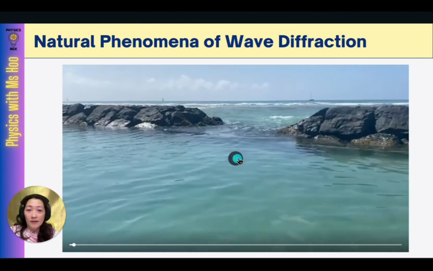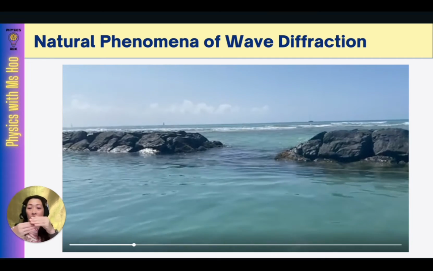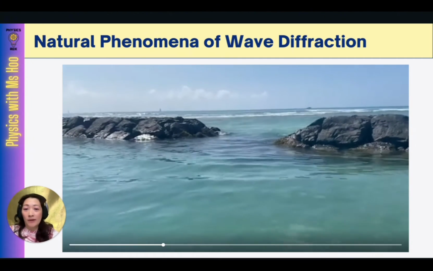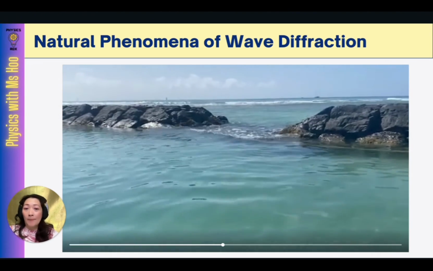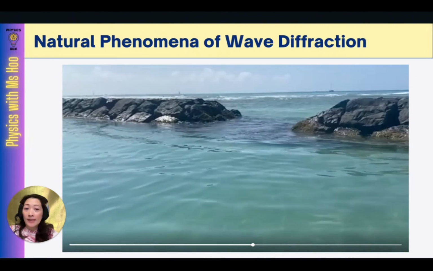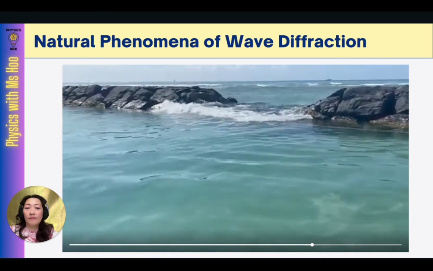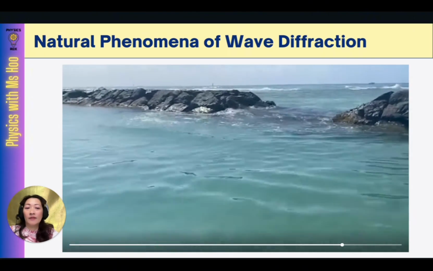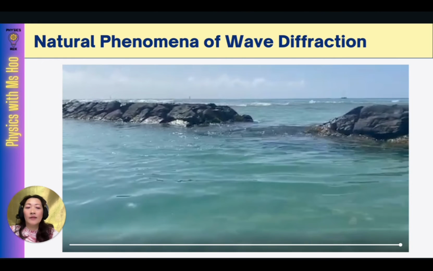So let's watch that again. You can see how from such a short wavefront, the wavefront gets longer and spreads out from barrier to barrier. So the wave diffracts. As it passes through this gap, it bends around both obstacles and spreads out, making the wavefront become longer. So this video shows us very clearly how wave diffraction occurs, and you can see this in real life. Go check it out at the beach.